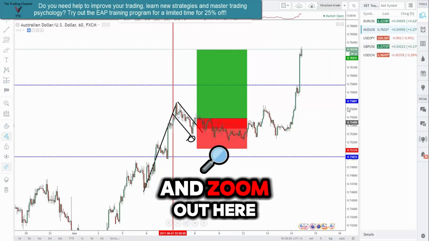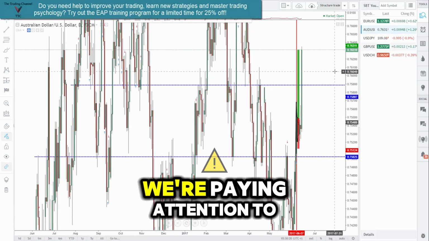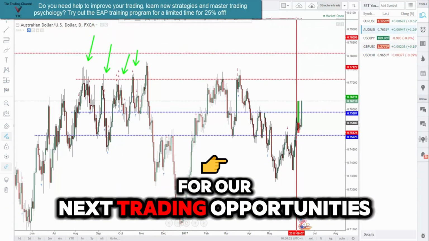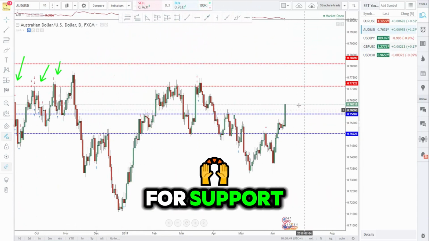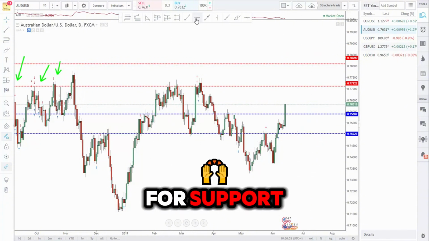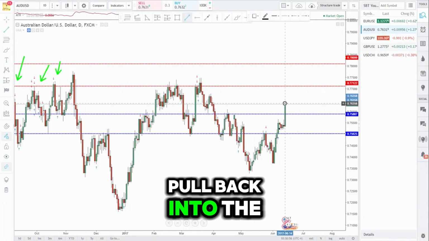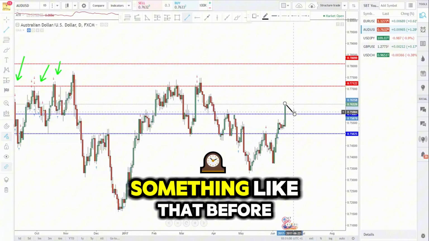But let's go ahead and zoom out here on the Aussie dollar. Back to the daily chart and check out the levels of structure we're paying attention to for our next trading opportunity. I already have these levels pointed out, so let's go ahead and go through them. For support, if this market does close above our blue line here, then we'll be looking for support and looking for a pullback into the 0.7588 area. Something like that.